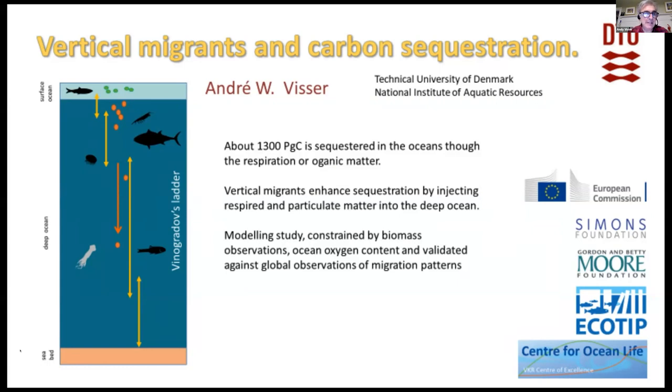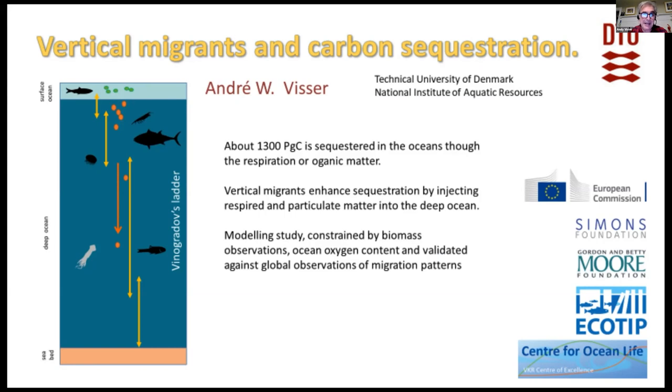My name is Andy Visser. I'm from the Technical University of Denmark, National Institute of Aquatic Resources. And what I'd like to talk to you about today is vertical migrants and carbon sequestration. Basically, we know that about 1,300 petagrams or gigatons of carbon is sequestered in the oceans through the respiration of organic matter. And that's usually what we think of as the biological pump. We also know that vertical migrants are extremely important for enhancing this sequestration, bringing carbon deeper into the ocean, as we've seen already today.